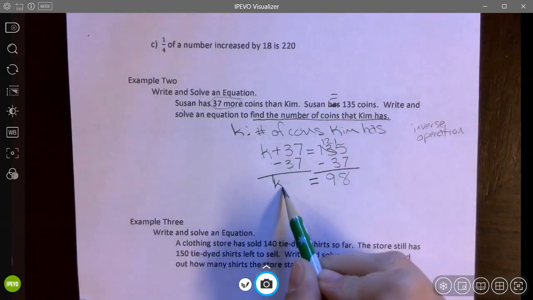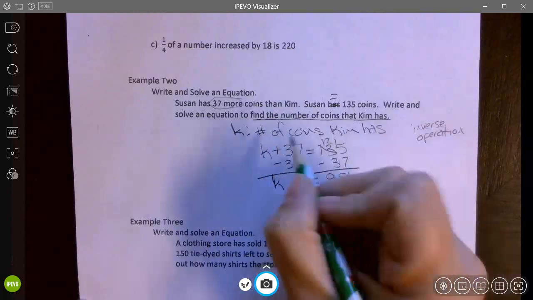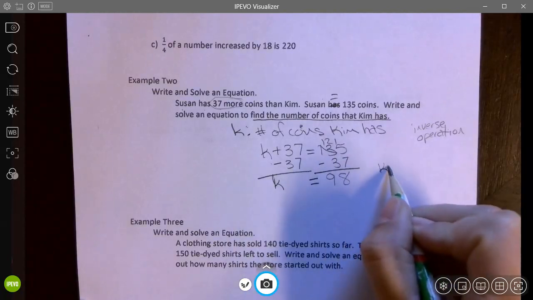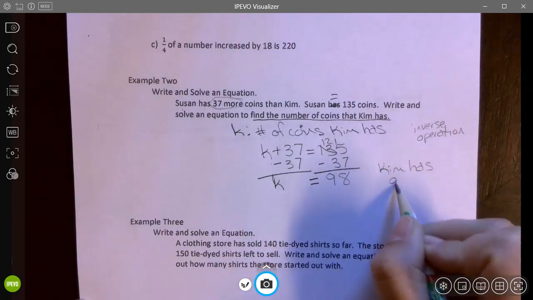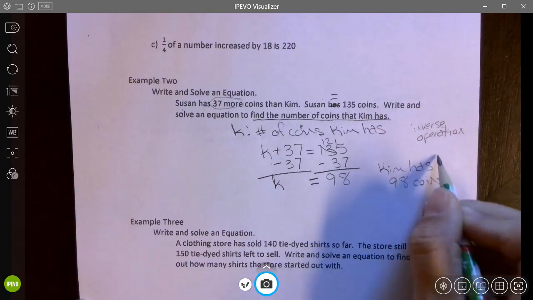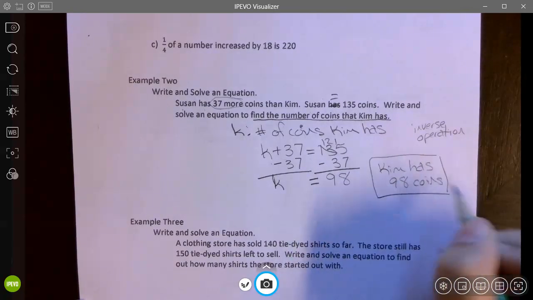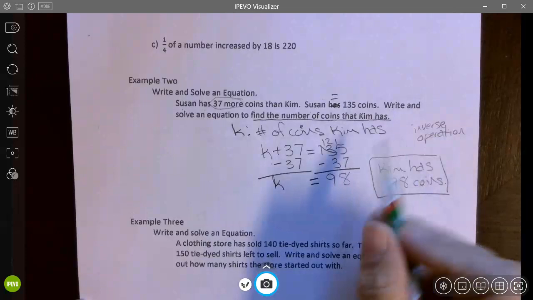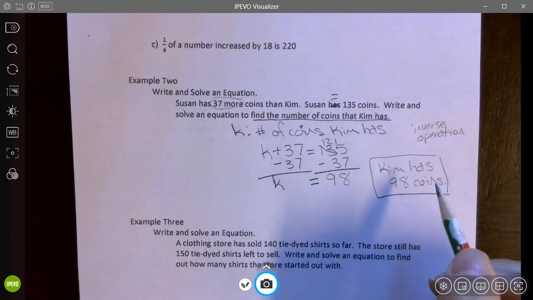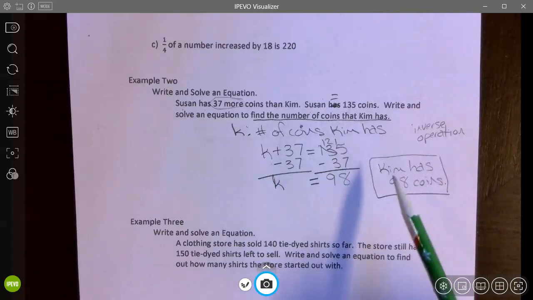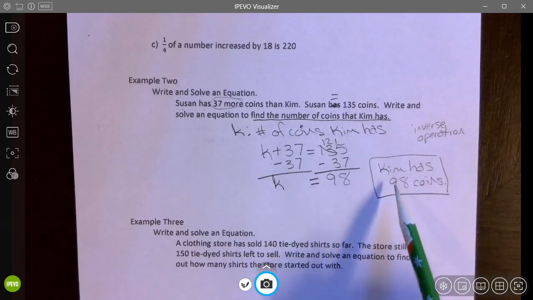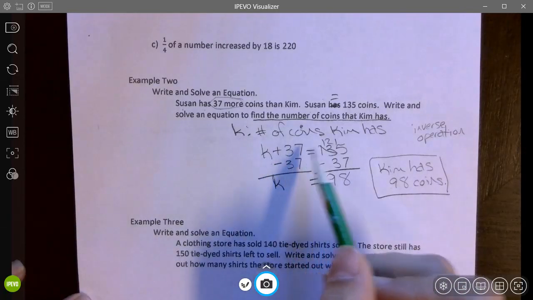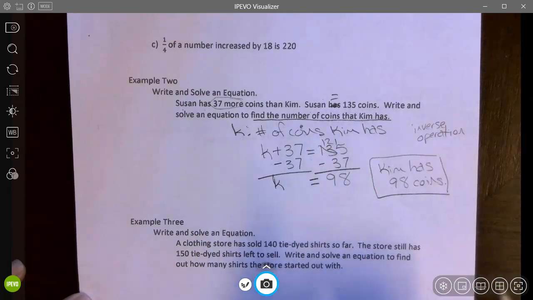And this is going to, remember what k stands for? K is the number of coins that Kim has. So Kim has 98 coins. Miss Royce, do we have to write the answer as a sentence? Yes, you do. If it's a word problem, then your answer should have a sentence. And then I can check to make sure this is true. Substitute the 98 in for the k. Is 98 plus 37 equal 135? Yes, it does. So you know you did it right.